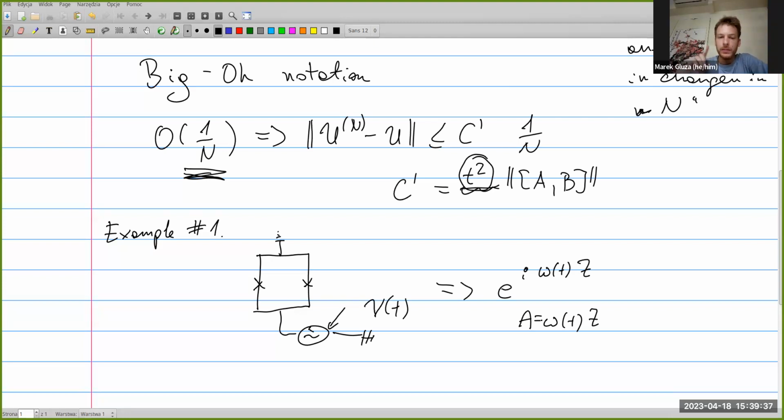And that would be some time-dependent evolution. But if I do a pulse like this, I could say, okay, I switched on a sudden evolution. So this would be maybe still time dependent.